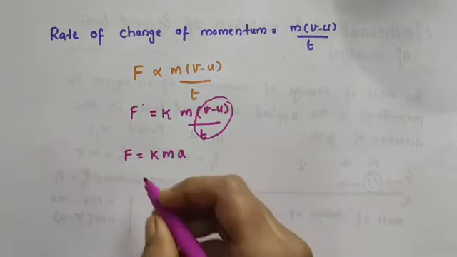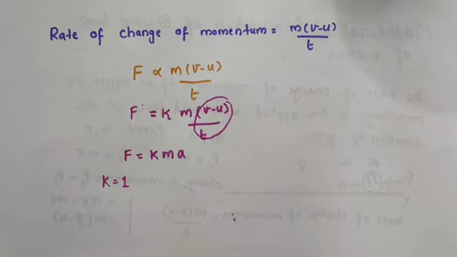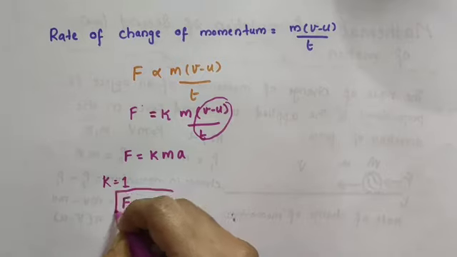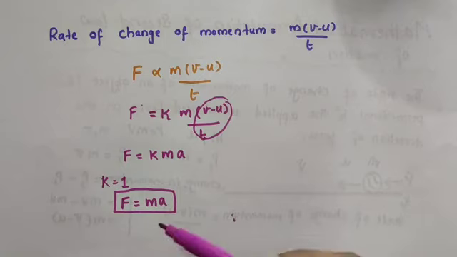Now, I'm taking this k as 1. So we can write this force as F is equal to m into a, which is the mathematical expression of Newton's second law of motion. F is equal to m into a.